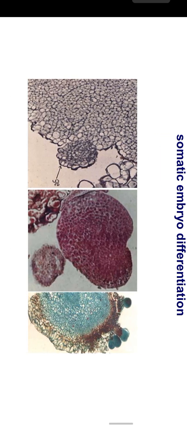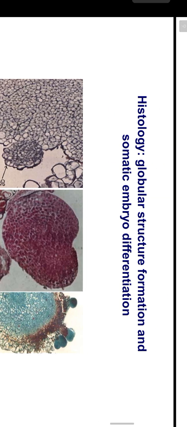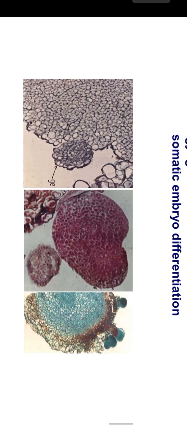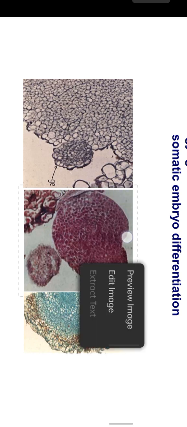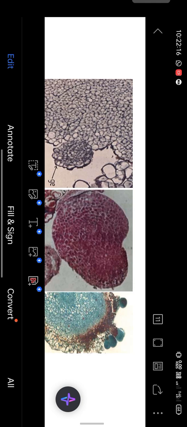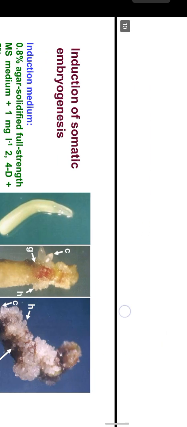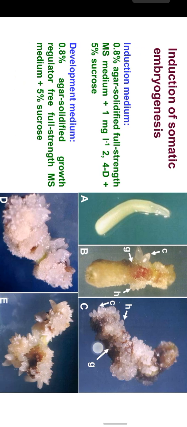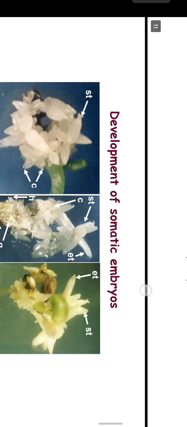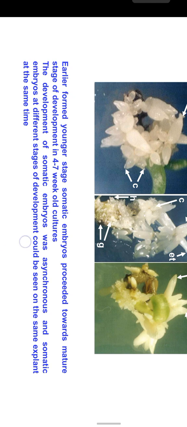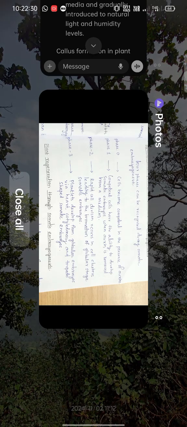See the globular stage: from one explant it has divided so many times and become a globular stage. After the globular stage comes the heart shaped stage. Look at this, it is shaped like a heart, hence it is called heart shaped. Then comes the torpedo stage.